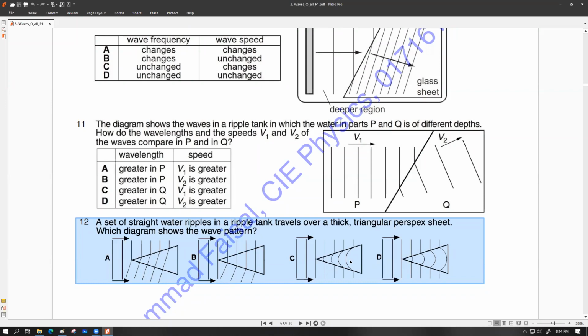Now, what I need you to understand is that above the perspex shift, the depth of the water is shallow, which means the wave is going to slow down. Slowing down means the wavelength is going to become smaller. So the gap between the waves is going to become less. So which one of these two answers represents a reduction of wavelength? C. Do you see it?